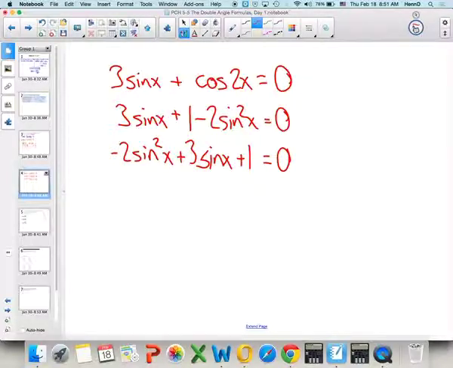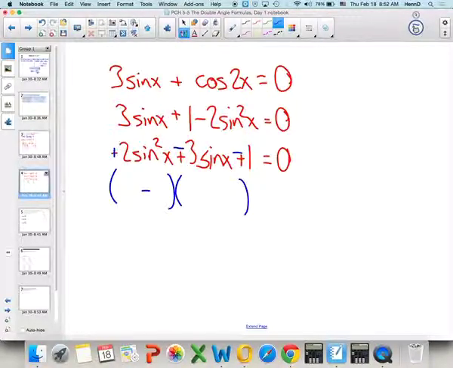Divide by negative 1. Yeah, divide by negative 1. Let's flip those signs, okay? So I'm going to make that a positive, that a negative, and that a negative, okay? And obviously, 0 times a negative stays 0. Okay? So now we can factor.